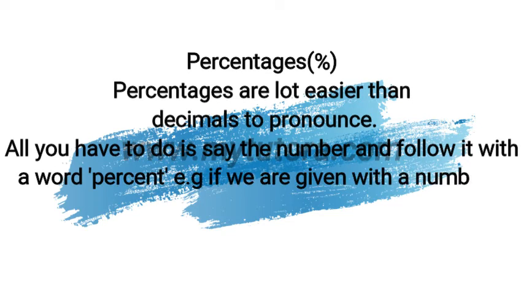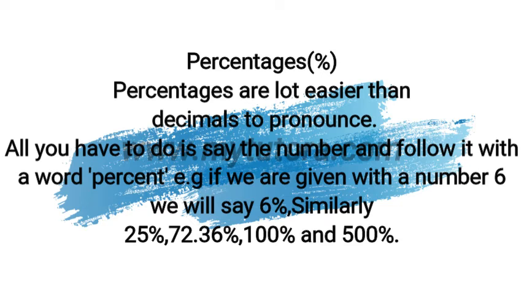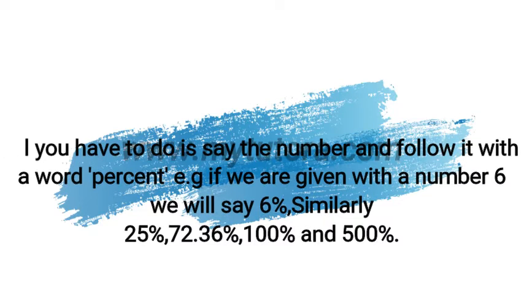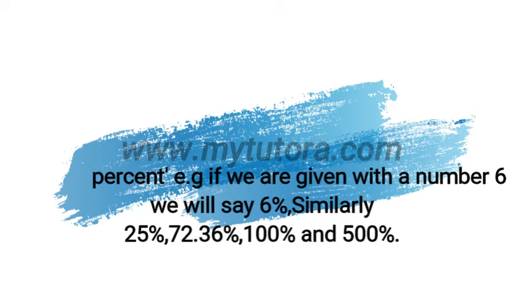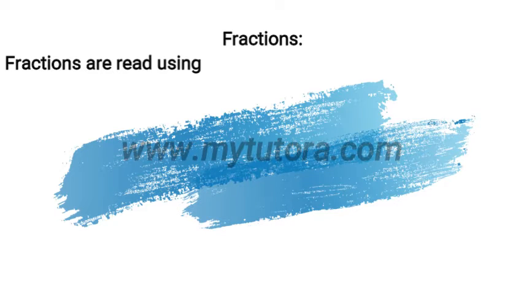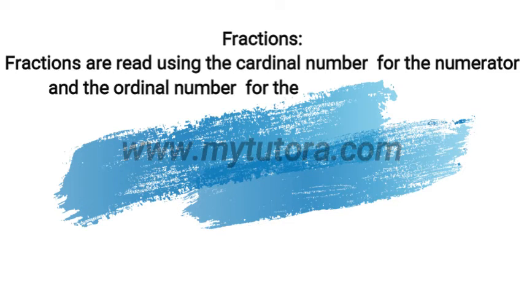Percentages are a lot easier than decimals to pronounce. All you have to do is say the number and follow it with the word percent. For example, if we are given the number 6, we will say 6%. Similarly, 25%, 72.36%, 100%, and 500%. Now we will look at fractions.